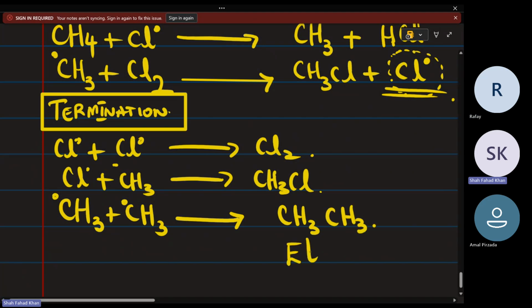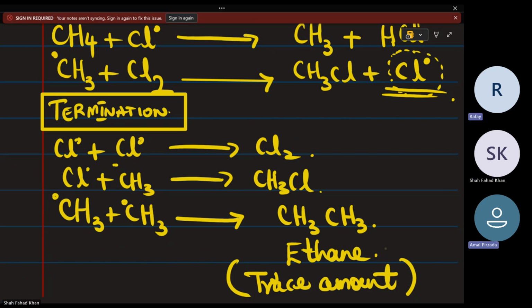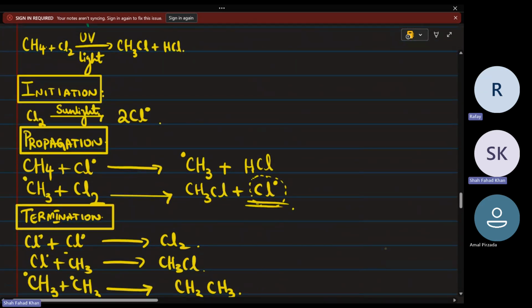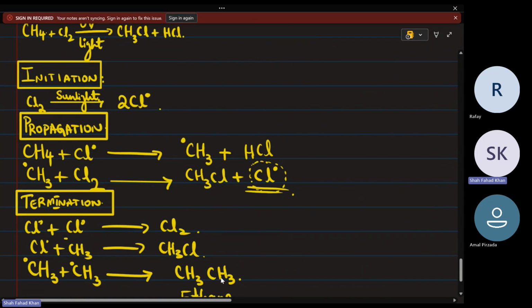This is ethane. But this is produced in trace amounts, and you are asked on your exam to identify the name of the compound that is produced in trace amount. The trace amount compound is ethane. So, for example, if methane was the major reactant in the beginning, the trace amount would have double the number of carbon atoms. So it has 2 carbon atoms.